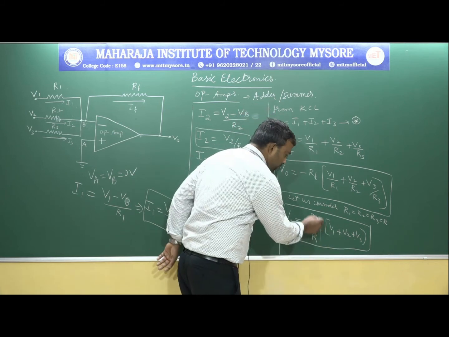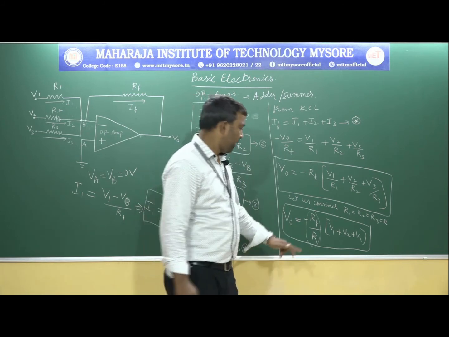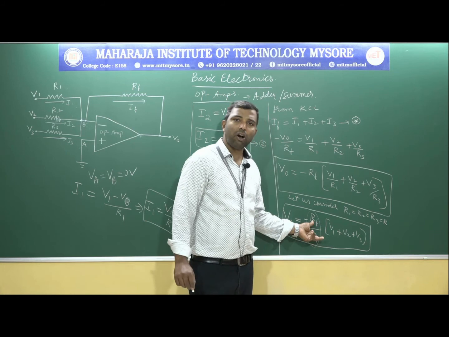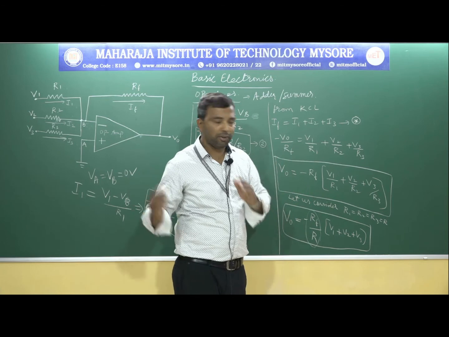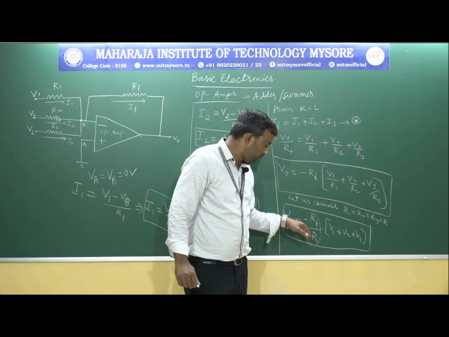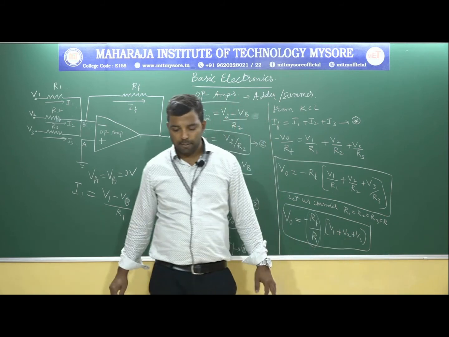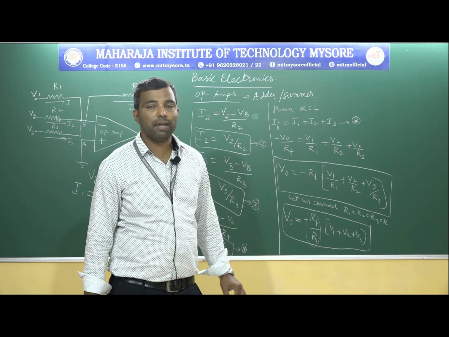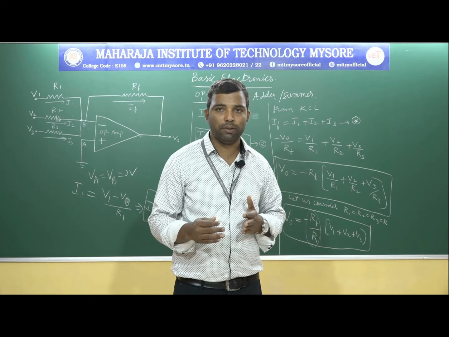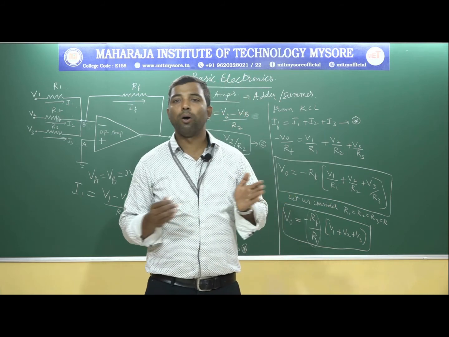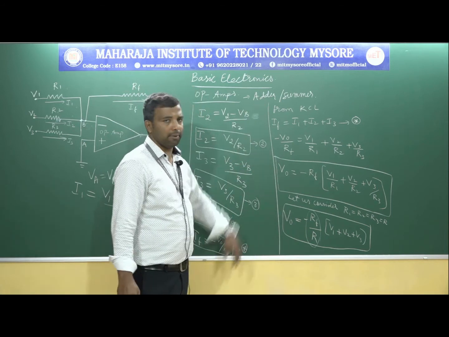This term is nothing but the amplification factor or gain factor. Hence we can say that this is a constant. RF by R is a constant because the amplification factor is constant, the gain is constant. Hence the output voltage VO is proportional to V1 plus V2 plus V3, and we can say that the circuit acts as a summer. It sums all the input voltages, or adds all the input voltages. Hence the name summer or adder.